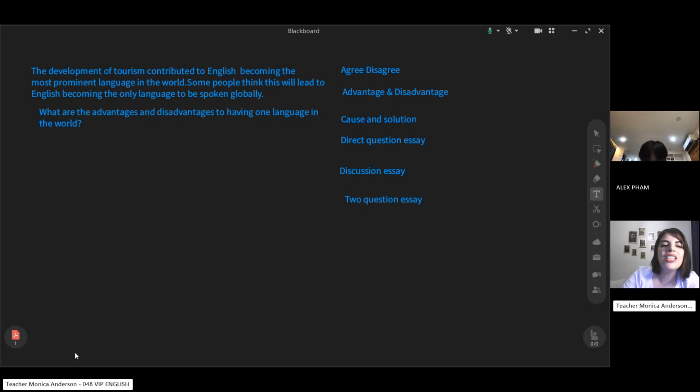And now let's discuss the structure. As I told you, again, we have 4 or 5 paragraphs. We have an introduction, main bodies and a conclusion. First of all, we need to paraphrase the question. The development of tourism contributed to English becoming the most prominent language in the world, and some people think this will lead to English becoming the only language to be spoken globally. So, okay, let's see how to paraphrase it. So you help me.